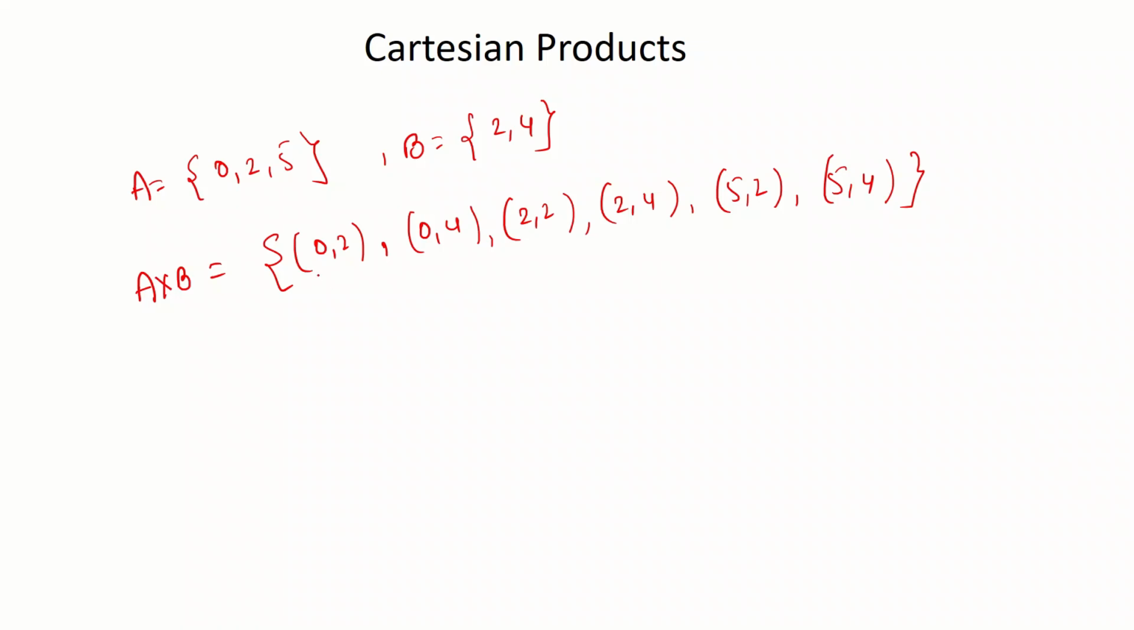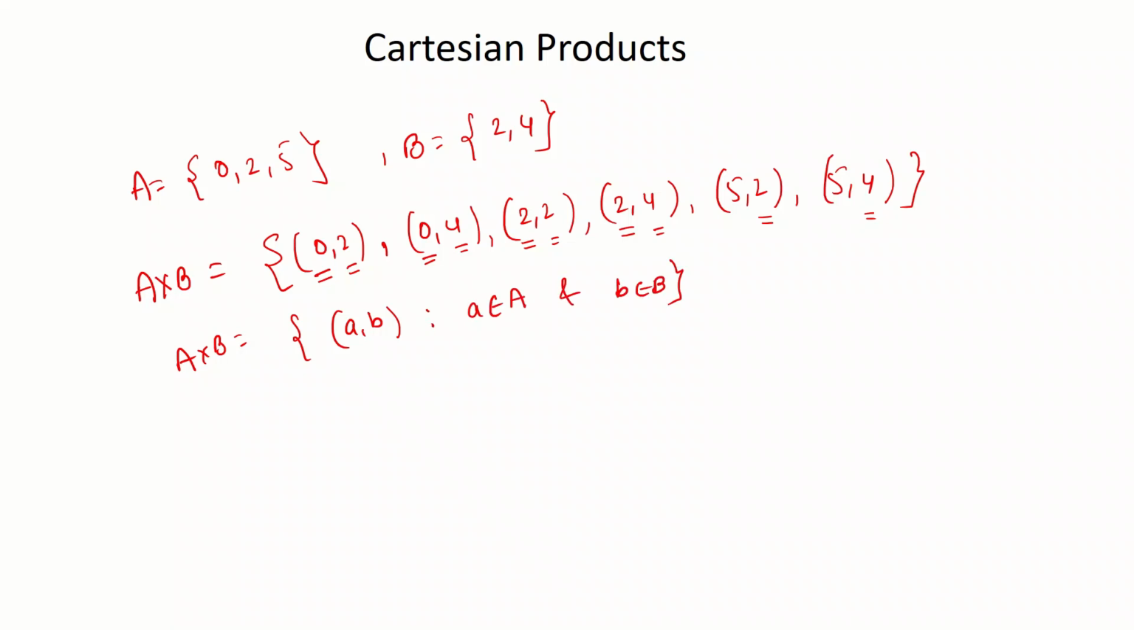Notice that the first element of each of these ordered pairs comes from A, whereas the second element from each of these ordered pairs comes from the set B. So we can also write this set as the set of all those pairs (a, b) such that a belongs to A and b belongs to B.